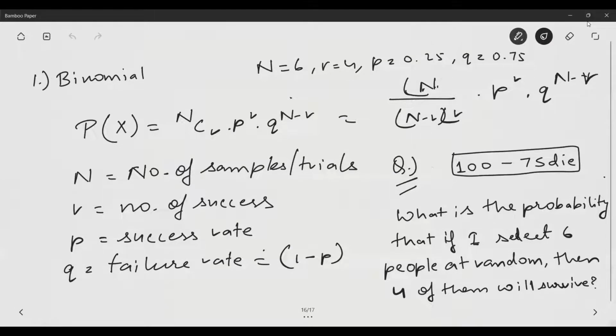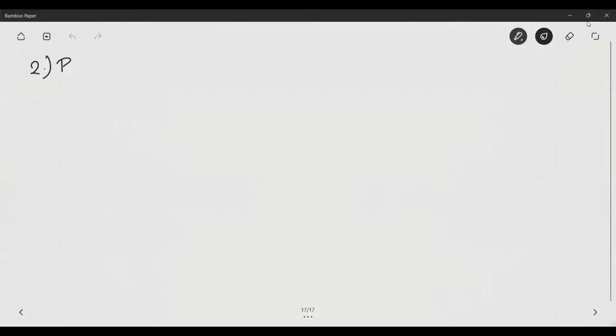So just try to replace this question with throwing a dice. Suppose I ask, what is the probability of getting 5 two times, if I throw a dice 10 times? So just do this question. What is the probability of getting two 5s if I throw a dice 10 times? Give your N, R, P, and Q.